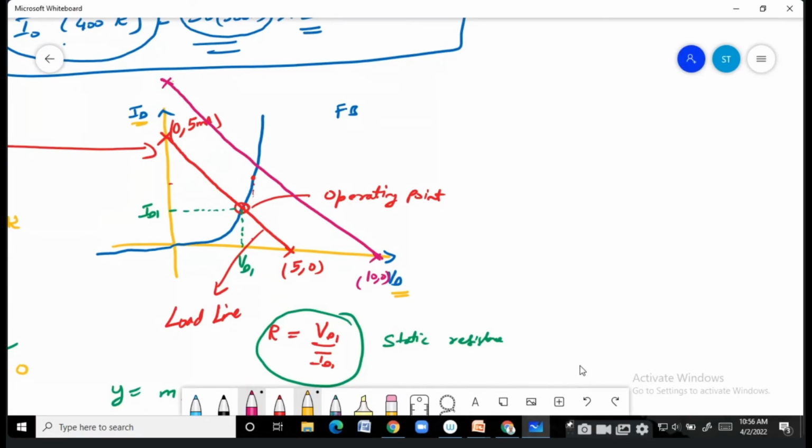Okay, slope is going to be same, but the point of intersection has now changed.